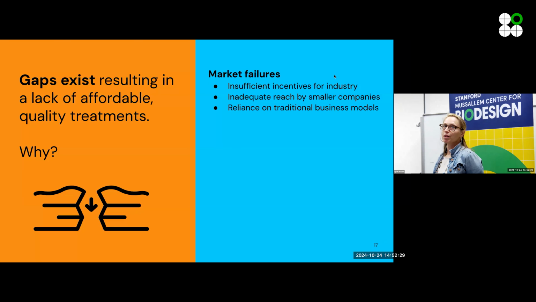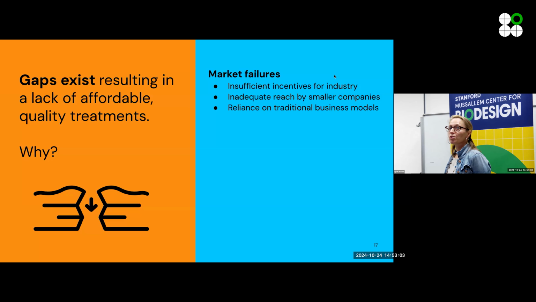The polite way of saying it is insufficient incentives for industry. The profit margins aren't high enough and it's a lot of work. There's inadequate reach by smaller companies. What we see now is a lot of Chinese, Indian, Korean and other medical device companies reaching into different markets, but they lack the capital to do it in a meaningful way. So you'll see flagship hospitals in urban areas that are pretty well equipped, and then as soon as you get past the peri-urban areas, there's less access to quality healthcare.